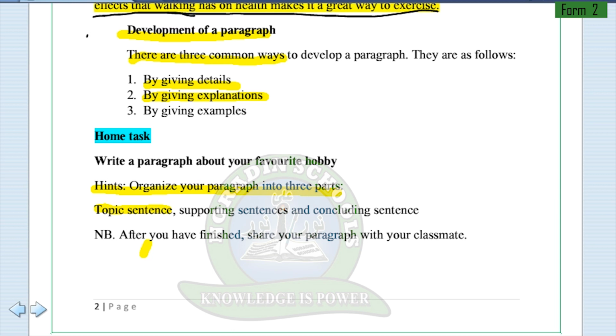Attention. After you have finished your work, share your paragraph with your classmate. Your classmate will show you his or her writing, so you can discuss with each other and comment on each other's work. Here, that is the end of the first lesson.